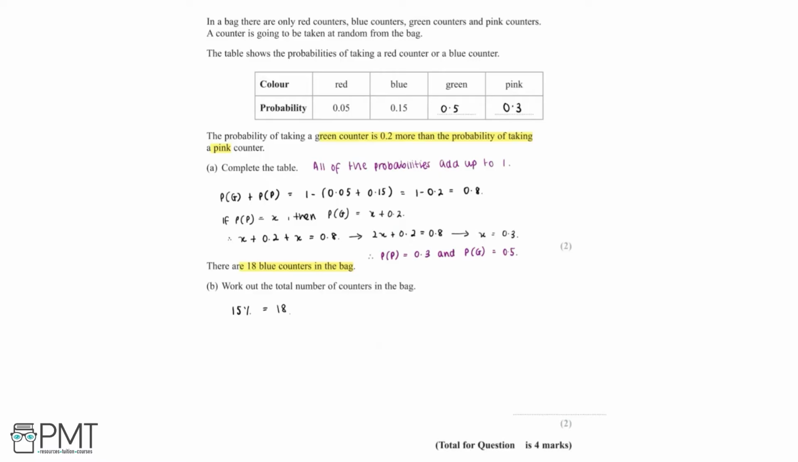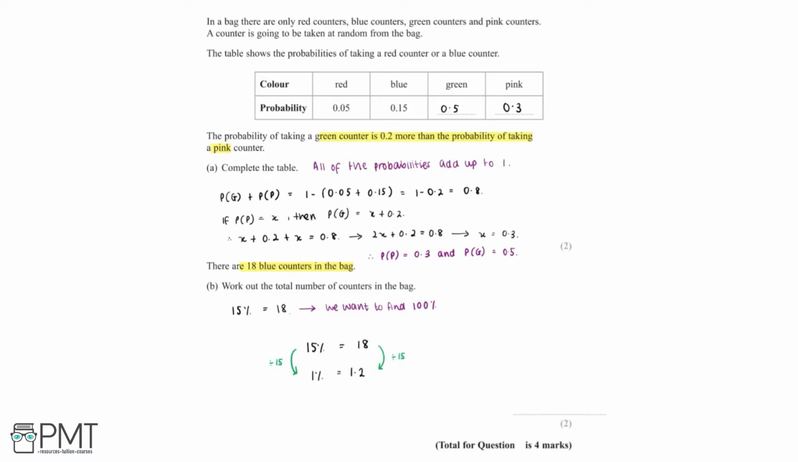And now since we're interested in finding the total number of counters in the bag, we want to find 100%. Now if we know that 15% is equal to 18, we can start by finding 1% by dividing both sides by 15. 15% divided by 15 is equal to 1%, and 18 divided by 15 is 1.2. And so we found that 1% of the total number of counters in the bag is equivalent to 1.2.